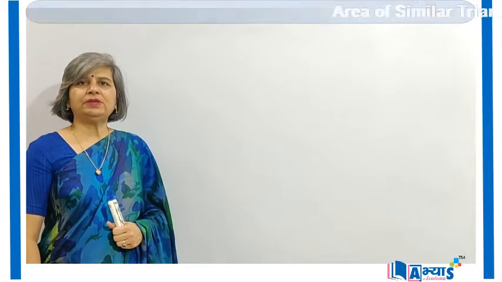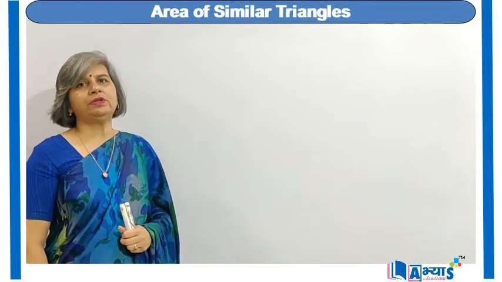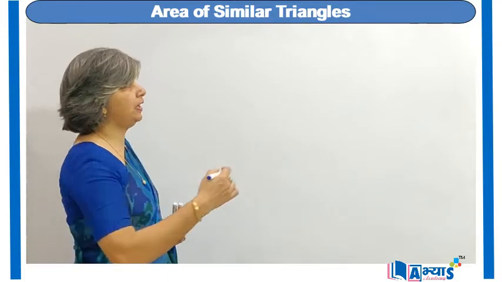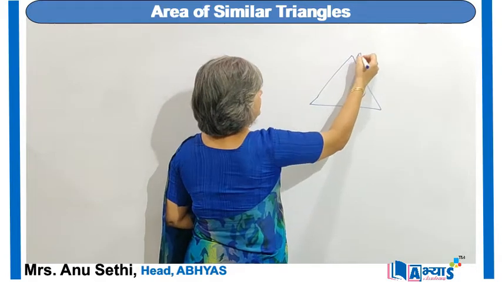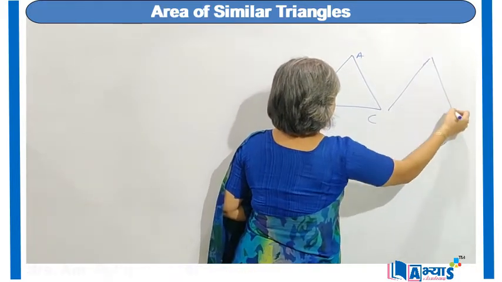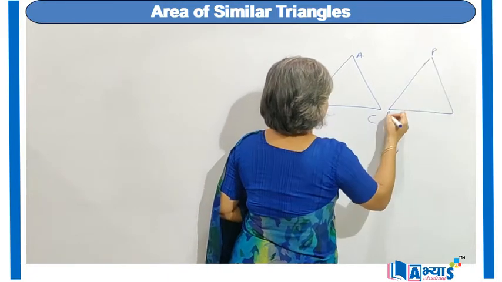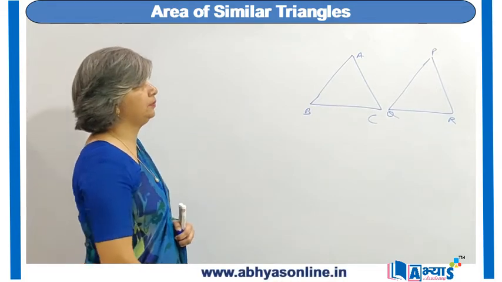Now let us discuss the concept that the ratio of the areas of similar triangles is equal to the square of the ratio of their corresponding sides. That means if we have two similar triangles, suppose triangle ABC is similar to triangle PQR.